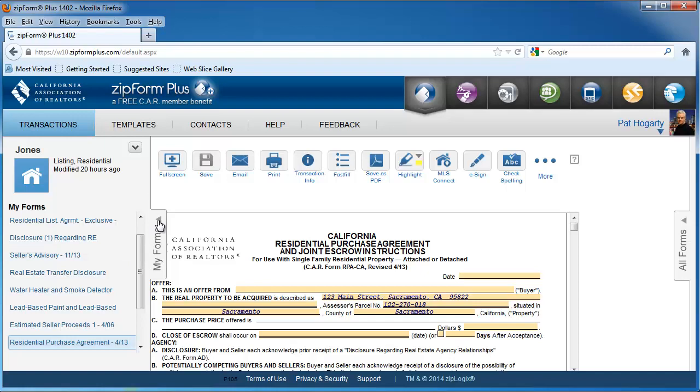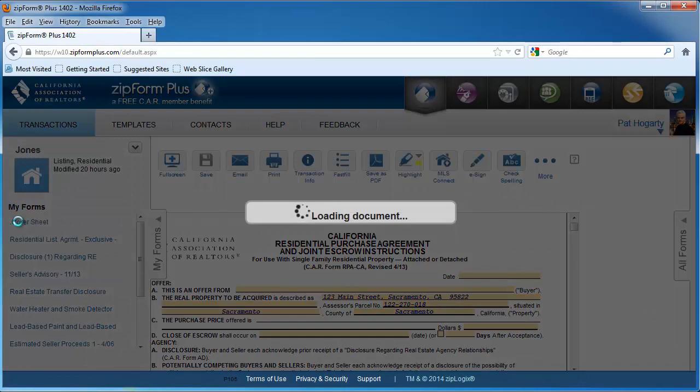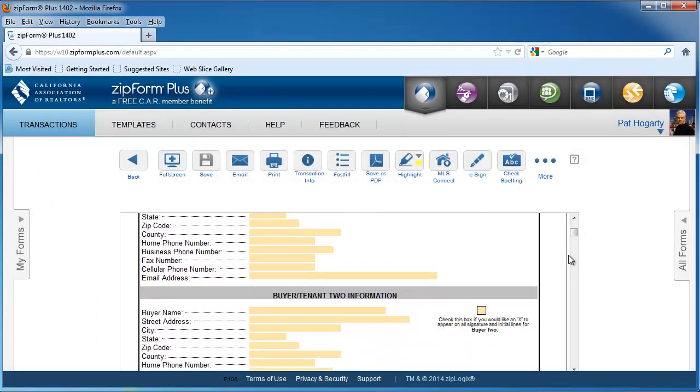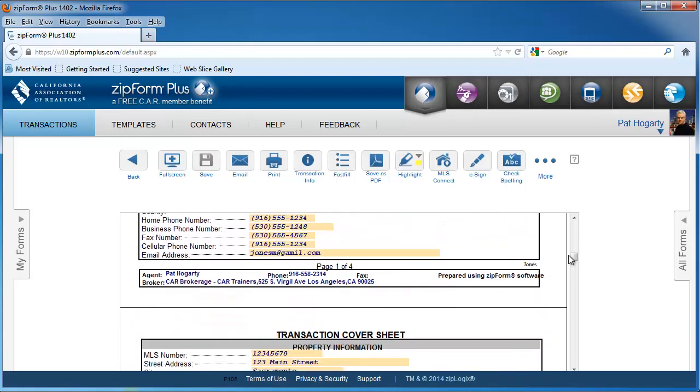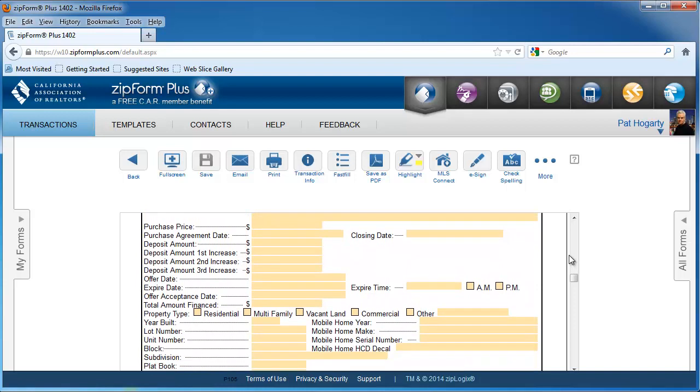So what I'm going to do is go back up here and pull up the cover sheet, and I'm going to move this little thing out of the way and scroll down past the seller's information and the property information, and go down to the purchase price.